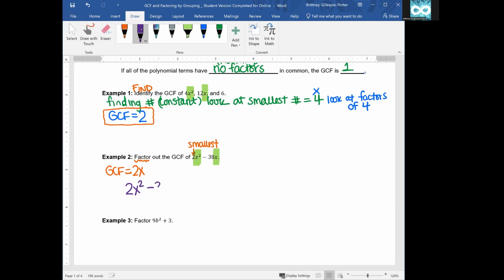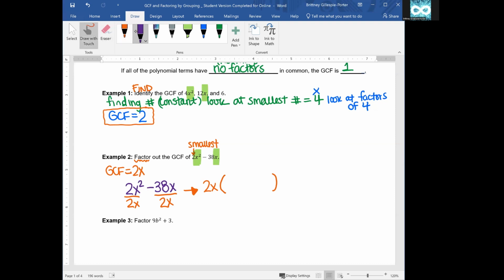You can always do this step. We're going to take our original problem, and we're going to divide each of the terms by 2 over x, because we're factoring it out. Whenever we're dividing by our GCF, when we're factoring it out, we're going to put it out front of some parentheses. And then we're going to simplify or do the division.